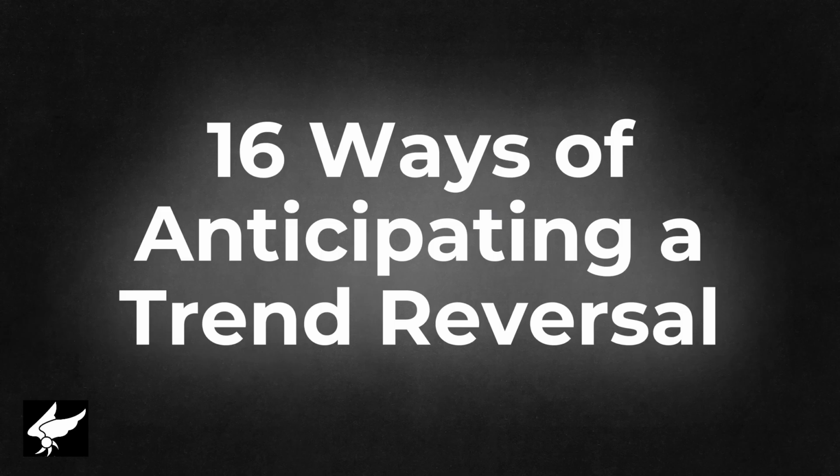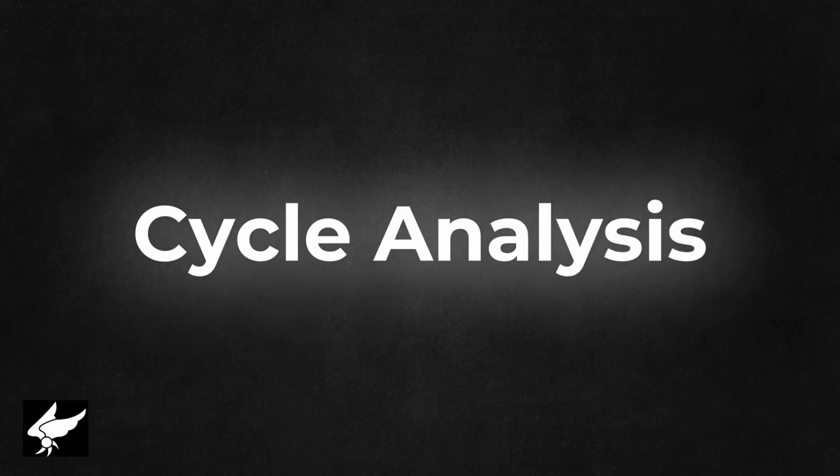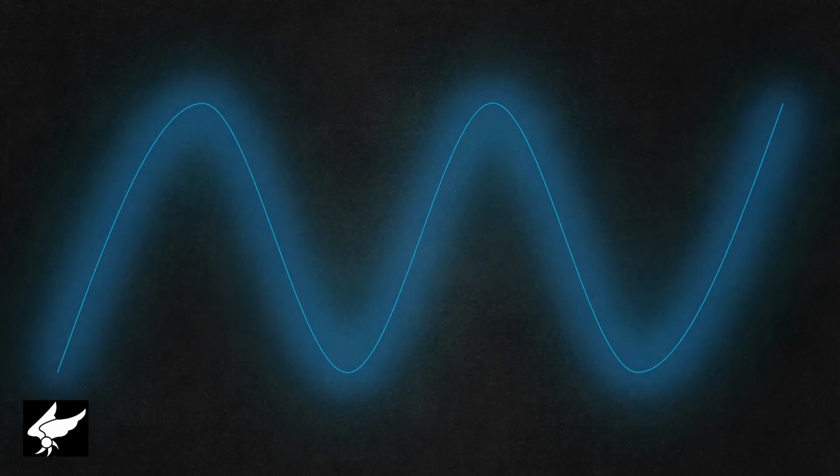The first way of anticipating a trend reversal is by looking at psychoanalysis. Psychoanalysis is not a very widely known method, but it can be very powerful when applied correctly and when combined with other tools. Before we understand how cycles are used to anticipate a trend reversal, we need a few basic ideas. Think of a cycle as a wave that oscillates up and down like you can see in this image.